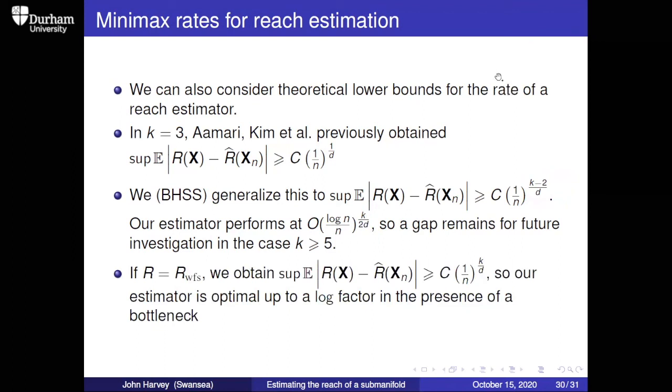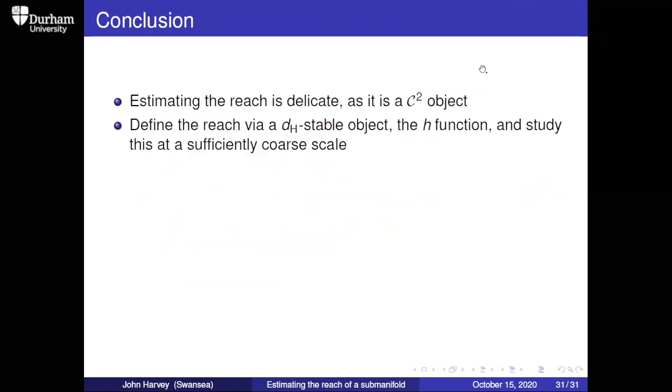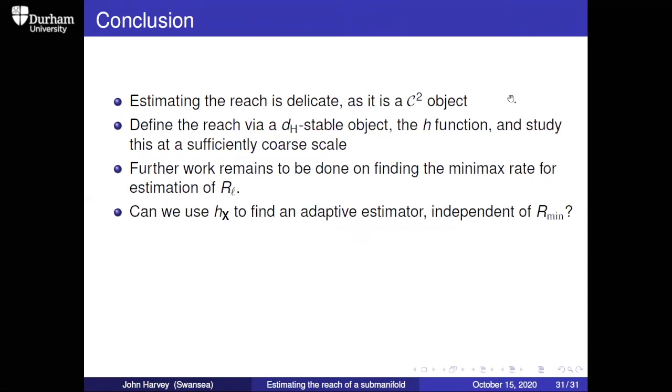Our estimator is optimal if there's a bottleneck. It's only curvature that is really tricky, right? Because we're not just saying how do you estimate curvature, we're saying where is the most curved point and what is the curvature there. So that's really it. The point is, this is quite a delicate thing because you're trying to estimate a second derivative. So what we've done is we've found a way to define the reach within a more stable object, which is the convexity defect function, and then choose a good scale to study the convexity defect function at. Okay. And there's more work to do in terms of looking at the local reach.